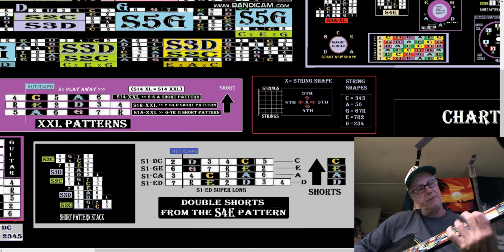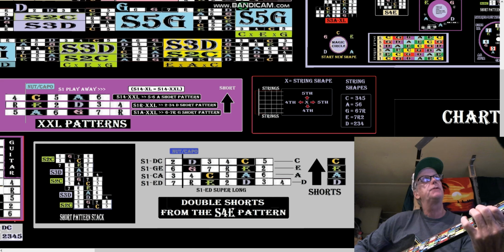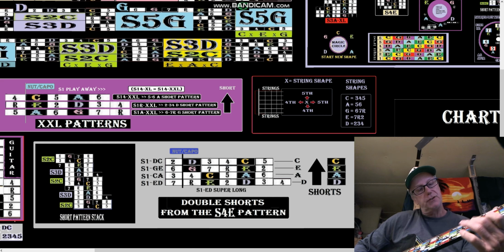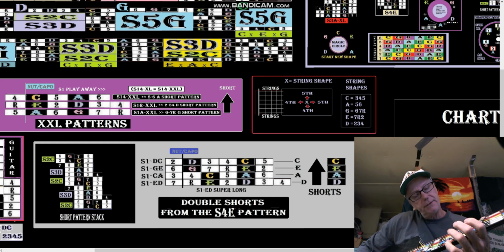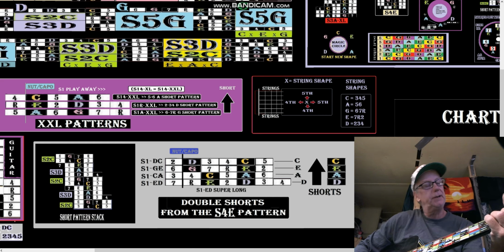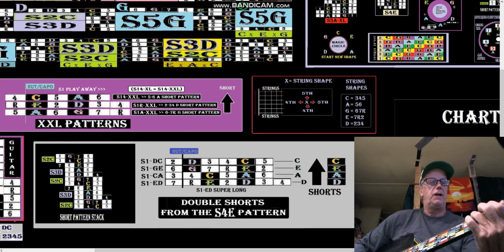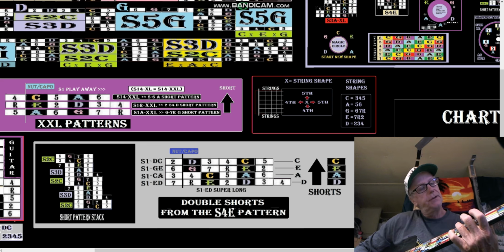And then from that 5 6 we'd go, this is the A string shape, 7 root 2, E string shape, 3 4 5, C string shape, 6 7 root, G string shape, warp up, 2 3 4, and then 5 6 there. So 2 3 4. Now that doesn't look right, because the fourth, we were in the key of C here. Okay, 3 4 5 5 6.